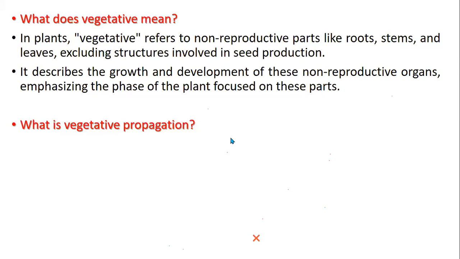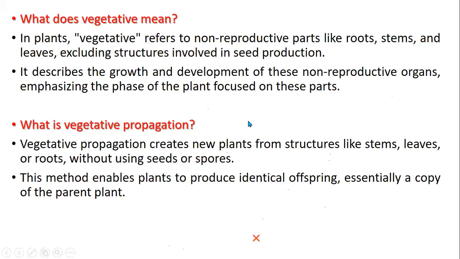So then what is vegetative propagation? I think I've answered that indirectly. Vegetative propagation involves the creation of new plants from structures like the stem, leaves, or roots without using seed or spores. That is vegetative. So in this method, plants are able to produce identical offspring, essentially a copy of the parent plant.